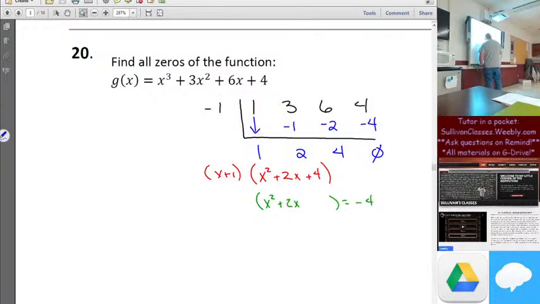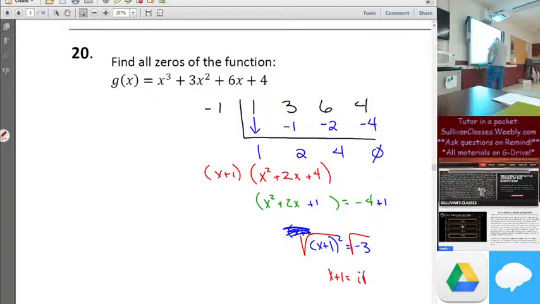Half of 2 is 1. 1 squared is 1. Write that as x plus 1, the quantity squared, is -3. Solve by square roots. Move it over.